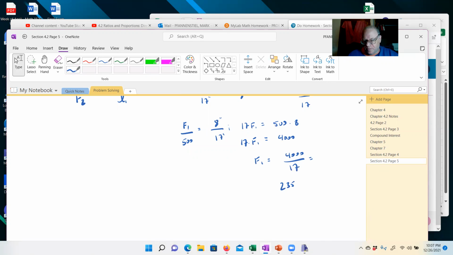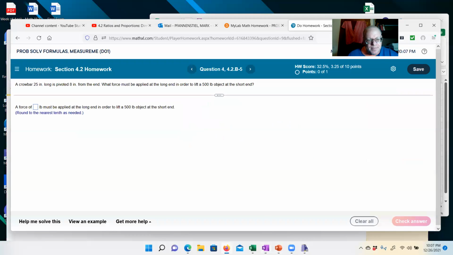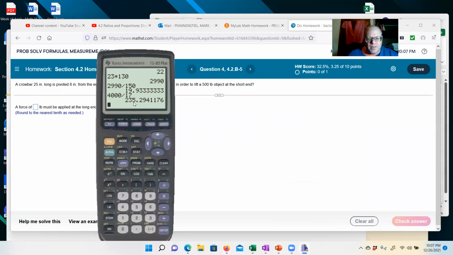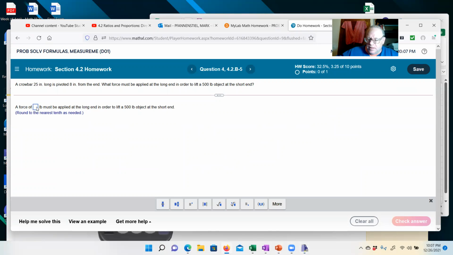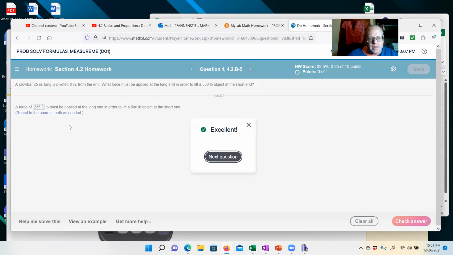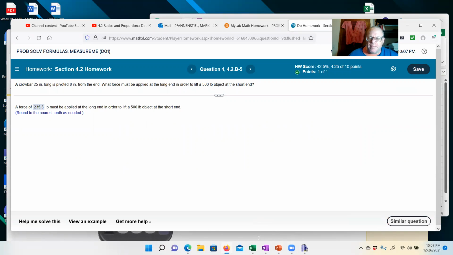And then we'll take a look at what we need. Here's the 10th. That's what we have. 235 point. This 9 will round this up to a 3. So 235.3. 235.3. Okay. And then we're all set. So I think that will do it for us.